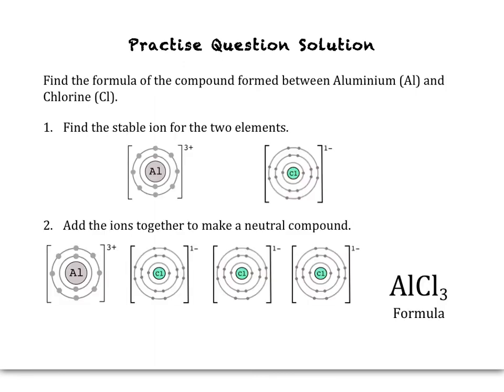Practice question solution. Find the formula of the compound formed between aluminium and chlorine. Rule 1 is to find the stable ions for the atoms. Aluminium is in group 3, so loses 3 electrons to form the aluminium 3+ ion. Chlorine is in group 7, so gains 1 electron to form the chlorine 1- ion. For the second rule here, we need to combine an aluminium 3+ ion with 3 chlorine 1- ions to get a neutral compound. The formula is therefore AlCl3.